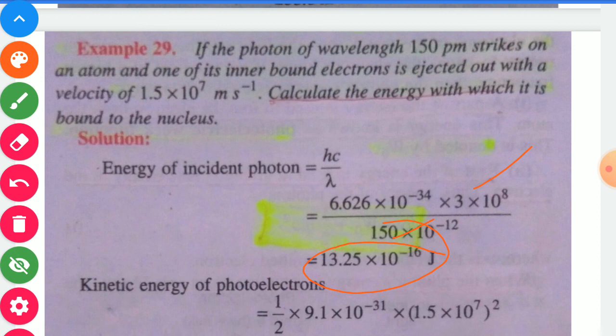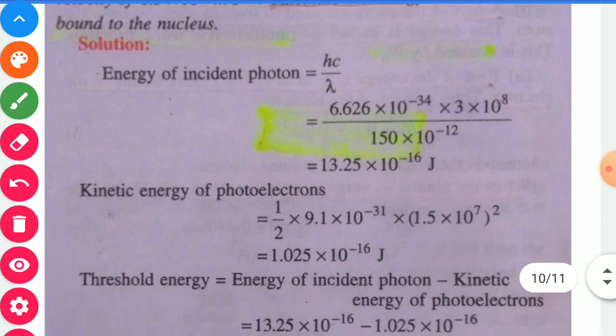Now kinetic energy of photoelectron. So kinetic energy, this you already know, is equal to half mv square. If we put the value here, half m, the mass of electron, that is 9.1 into 10 power minus 31. v velocity is given 1.5 into 10 power 7 meter per second. We take the square of this one. Therefore, on solving, it will be equal to 1.025 into 10 to the power minus 16 joule.